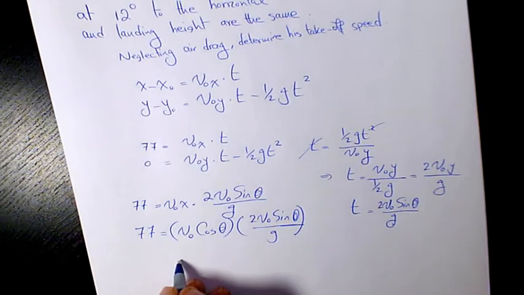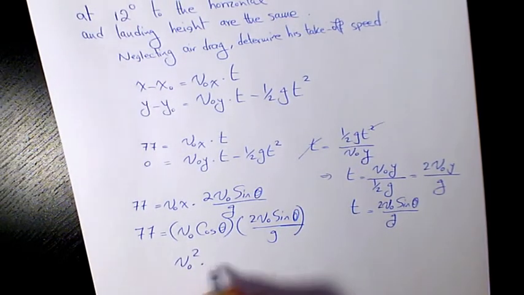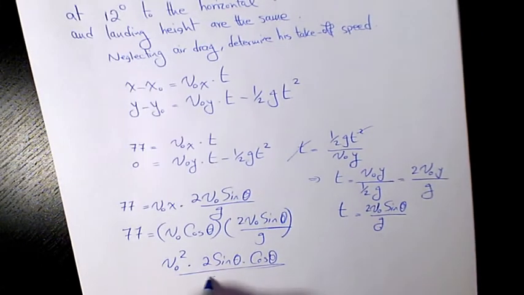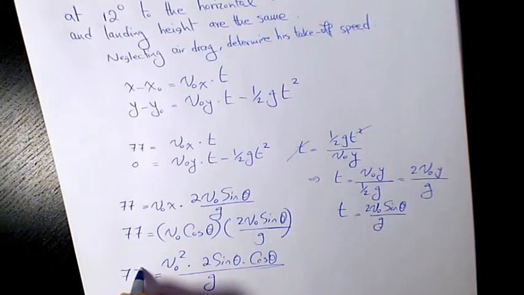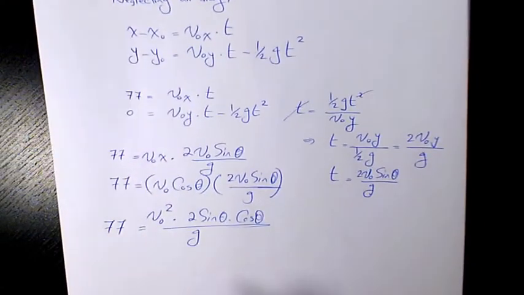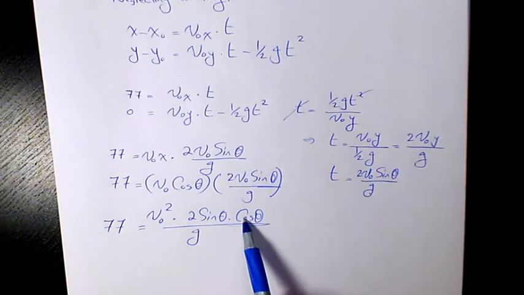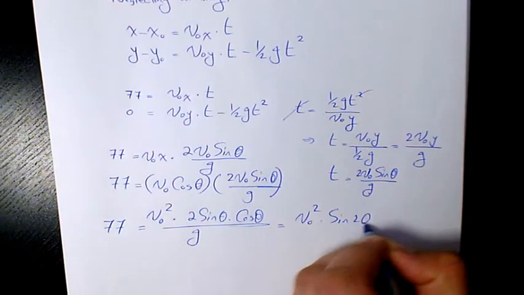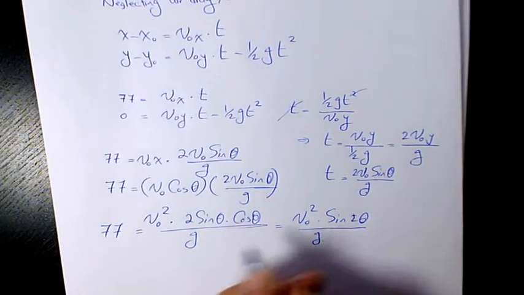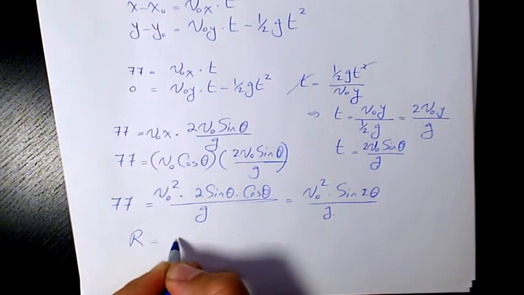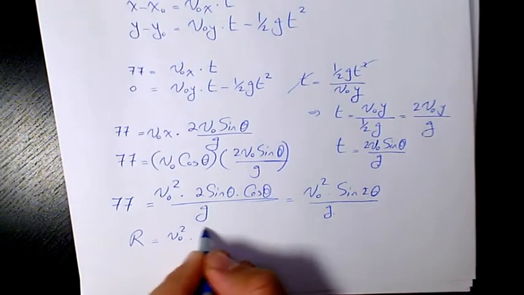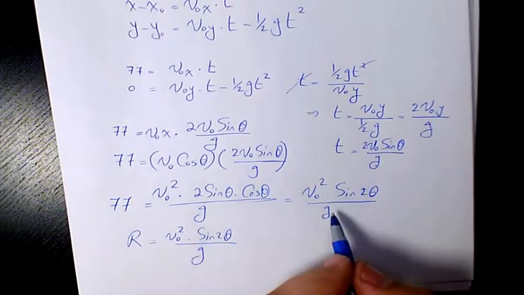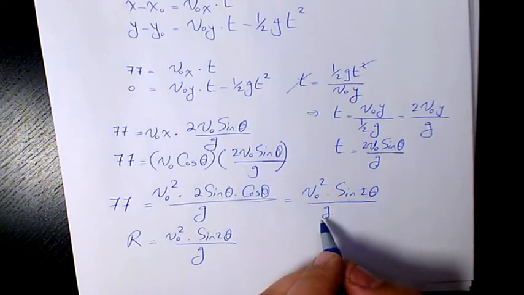So that will be v naught squared times 2 times sine theta times cosine theta divided by g. That's going to be equal to the horizontal distance, which is 77. Now 2 times sine theta times cosine theta is going to be equal to sine 2 theta based on the trigonometric identities, divided by g. So you can say the horizontal range is going to be v naught squared sine 2 theta divided by g. So now we can solve it based on what we wrote.